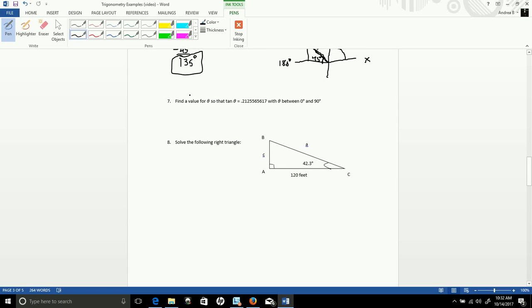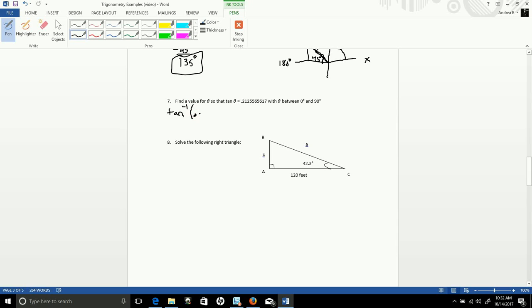For the next one here, we need to figure out the value of theta, so that tangent of theta is equal to that number. And here we just want it between 0 and 90 degrees. So instead of going through and having to find it for all 360 degrees and finding more than one angle, we're only looking for one in this case. So once again here, we're going to want to use the inverse function. And this time we want to do the inverse tangent function, because the original function here was a tangent. So to cancel out a tangent, we use inverse tangent.